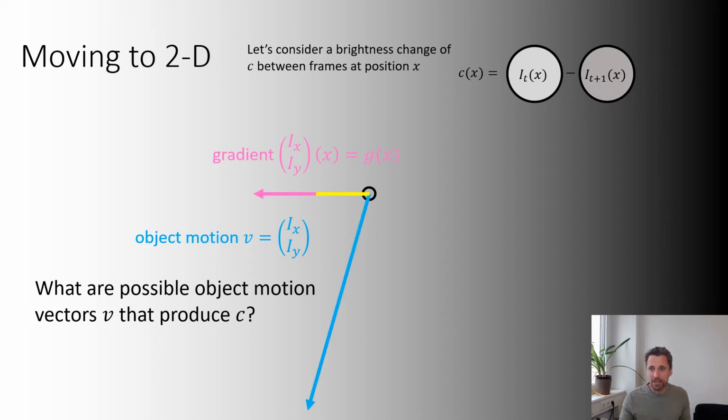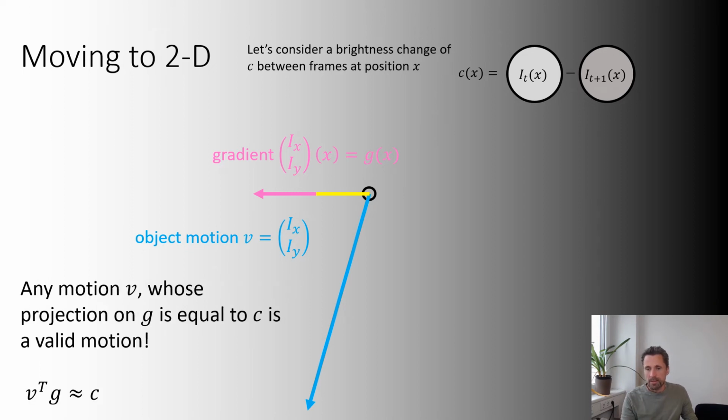Before we answer that, another example. So even a motion direction that is much farther away from the gradient direction then needs to be much longer to have that kind of component into the gradient direction. And so what I want you to understand is that any motion v whose projection on the gradient vector g is equal to c is a valid motion vector, right? Is a valid explanation for that single brightness change c.